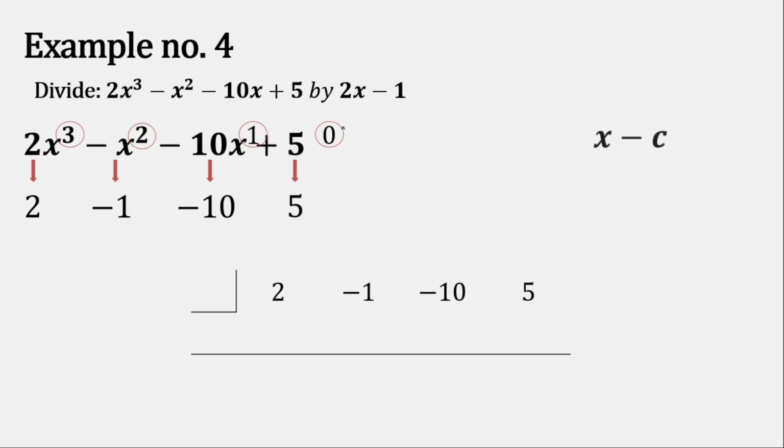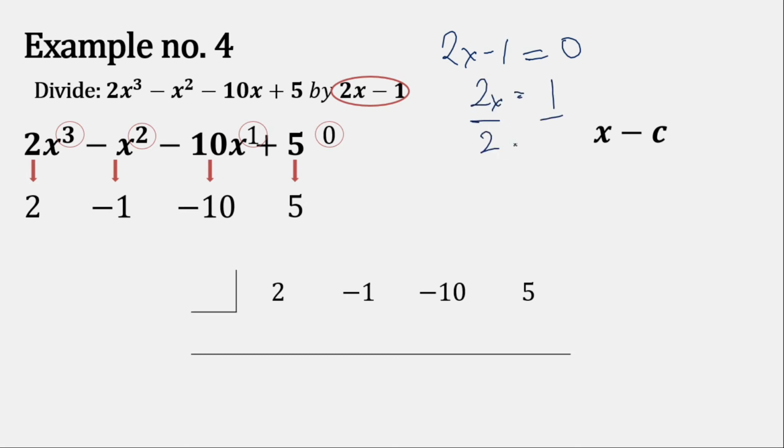Now, let's deal with the divisor. 2x minus 1, if we equate it to 0 and we find the value of x, we can say that 2x is equal to 1, then divide both sides by 2, cancel it, then x is equal to 1 half. Then 1 half should be in here.